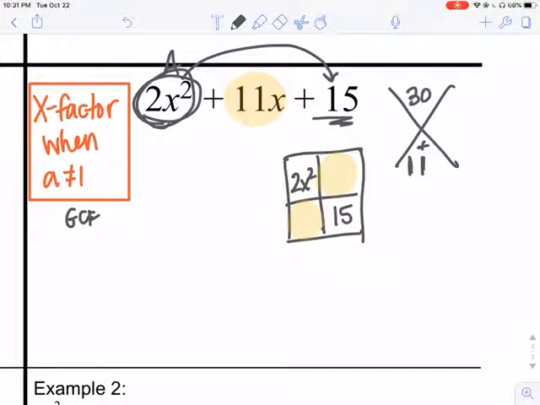So 2 times 15 will be 30, so I need to think of things that multiply to get 30 or add to get 11. I've got 1 and 30. I've got 2 and 15. I've got 3 and 10. 4 and nothing, 5 and 6, and then 6 and 5, that goes backwards again. So I can see that the pair that multiplies to 30 and adds to 11 is 5 and 6. So I know that this is 5 x's and 6 x's.